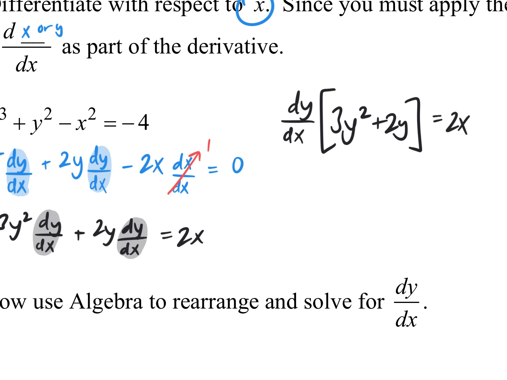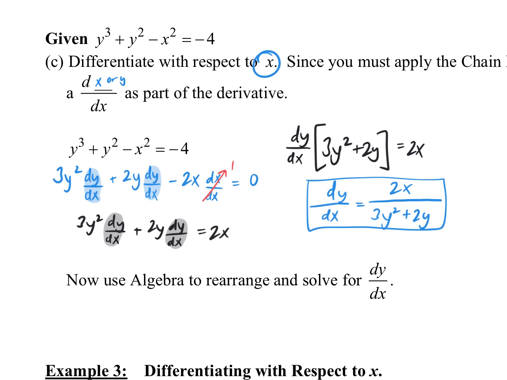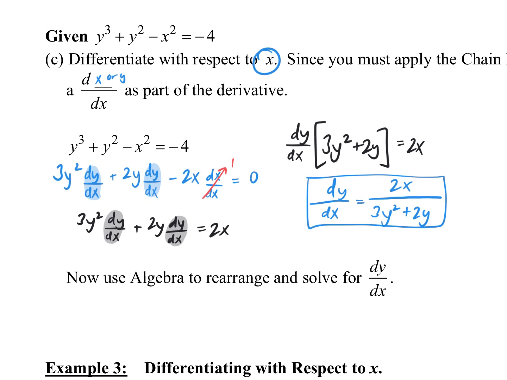And then to isolate that dy dx, I have to get rid of that 3y squared plus 2y. So I would just divide by it on both sides, right? So your final answer would be dy over dx is equal to 2x divided by 3y squared plus 2y. Okay, that is my derivative of our function, which means I could plug in some values if I wanted to figure out what the slope is at 5. I could plug in 5. I could plug in 3 and find out what the slope is going to be at 3. Okay? Questions on finding that derivative?